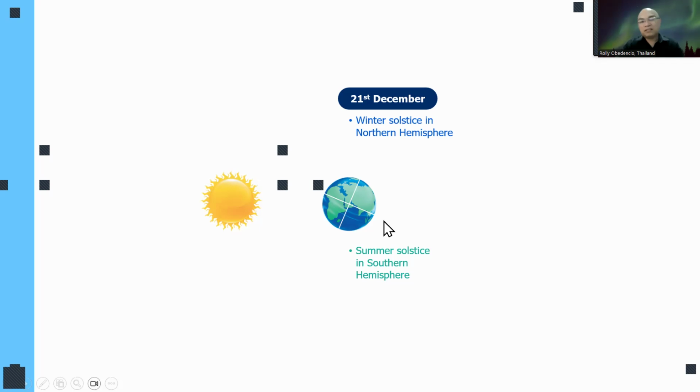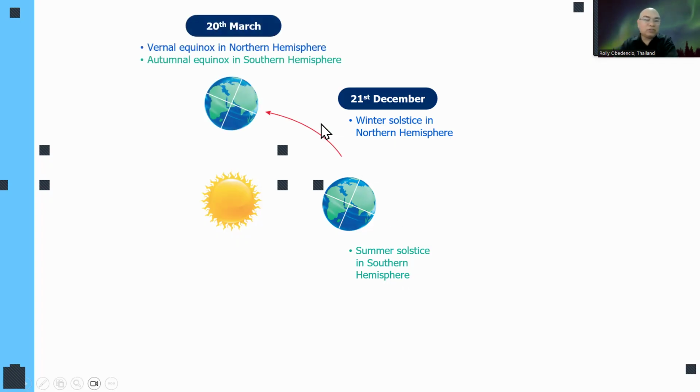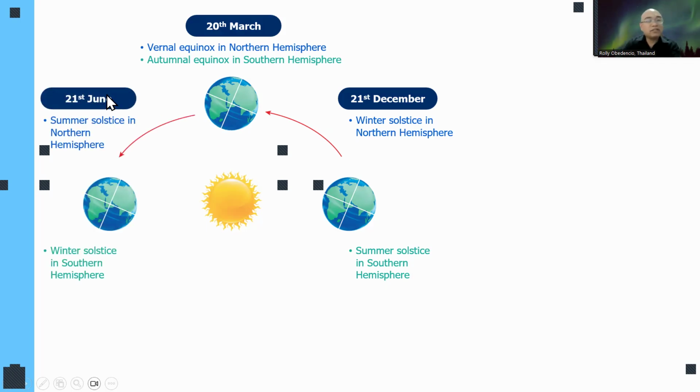And at the same time, it is the summer solstice in the southern hemisphere. As we go to the 20th of March, we see here a vernal equinox in the northern hemisphere or autumnal equinox in the southern hemisphere. What about during the 21st of June? We see summer solstice in the northern hemisphere, while it is winter solstice in the southern hemisphere.